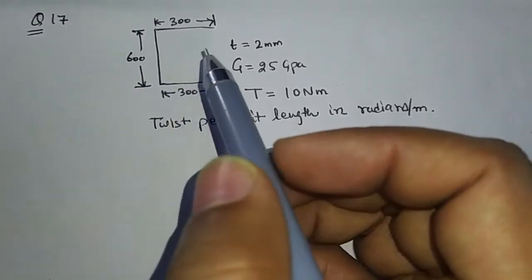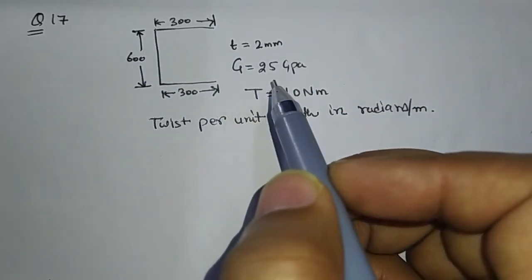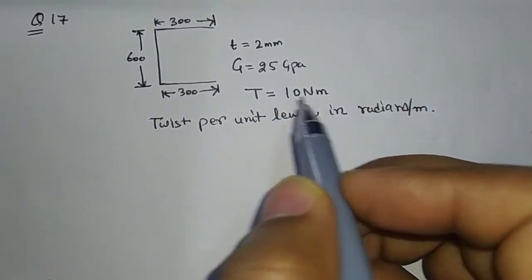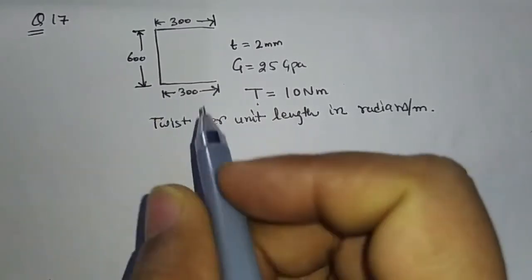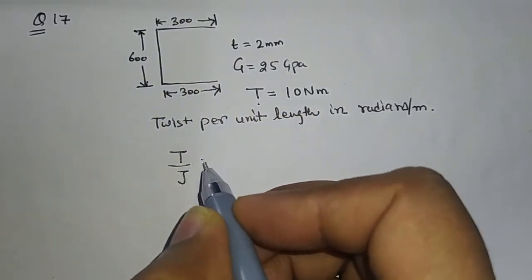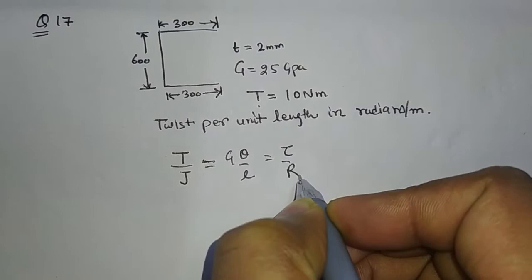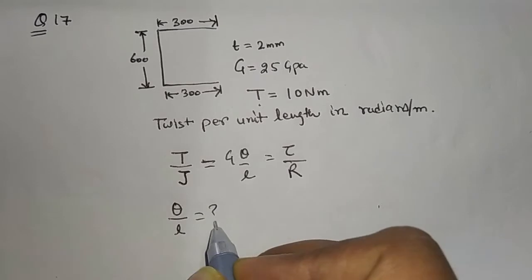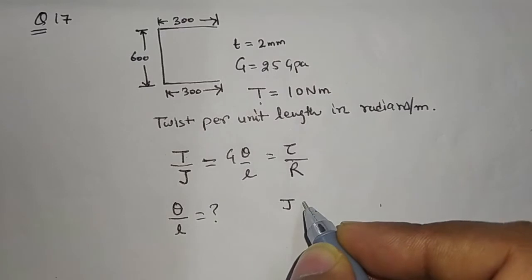Question number 17. The channel section of a uniform thickness 2 mm with shear modulus of 25 GPa is subjected to a torque of 10 Newton meter. We have to find the twist per unit length in radian per meter. These all dimensions are in millimeters. We know that the torsion formula is T by J equals G theta by L equals tau by R, and we have to find twist per unit length, where torque is given. J we have to find for the section.